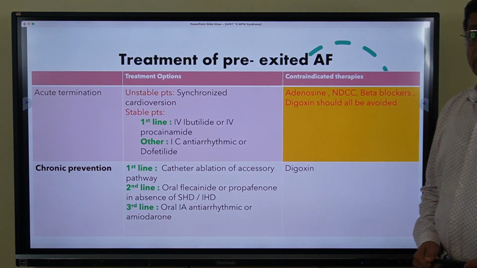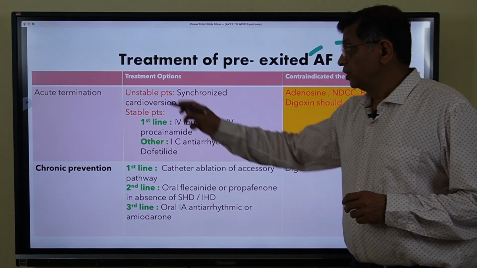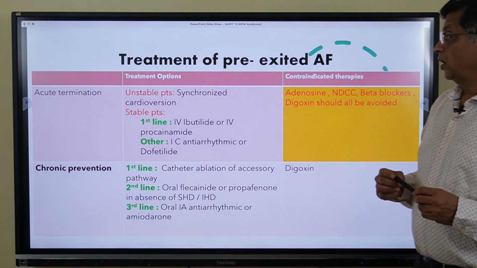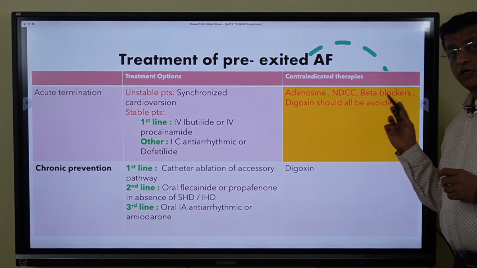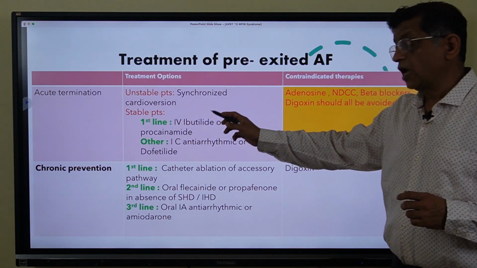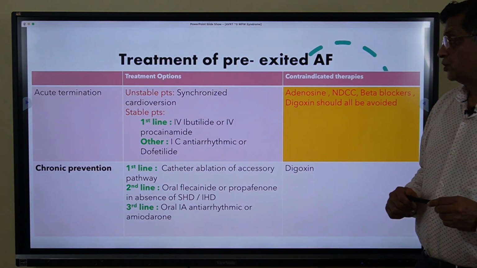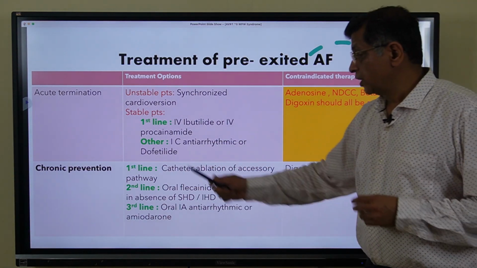The treatment of pre-excited atrial fibrillation. Patient has WPW with AF. So the treatment option, if the patient is unstable, synchronized cardioversion. And naturally, all the drugs which reduce the AV conduction are contraindicated. For stable patient, first line is IV ibutilide or IV procainamide. Others, you may try class 1C antiarrhythmic drugs or dofetilide.